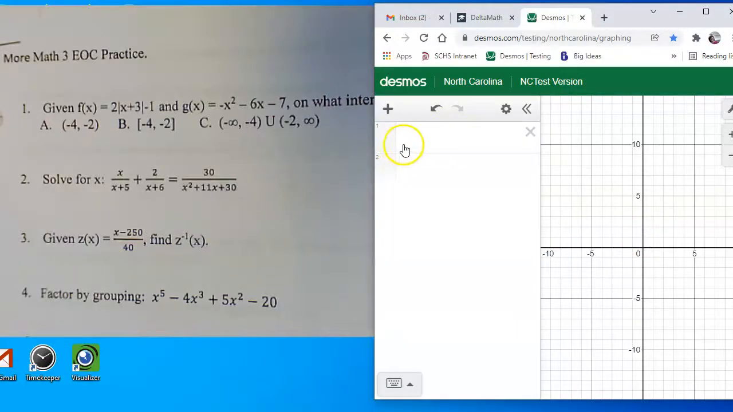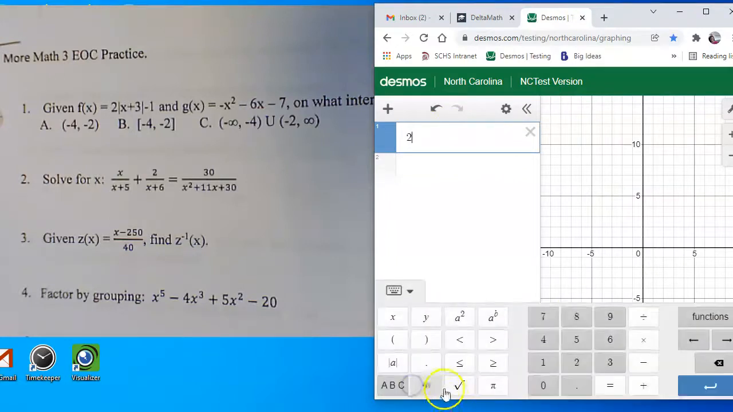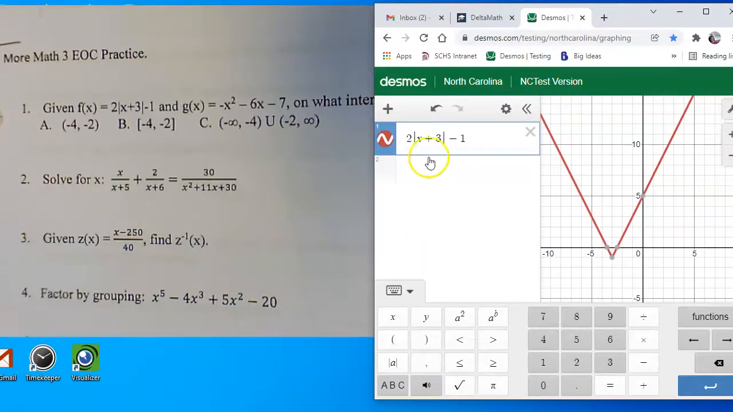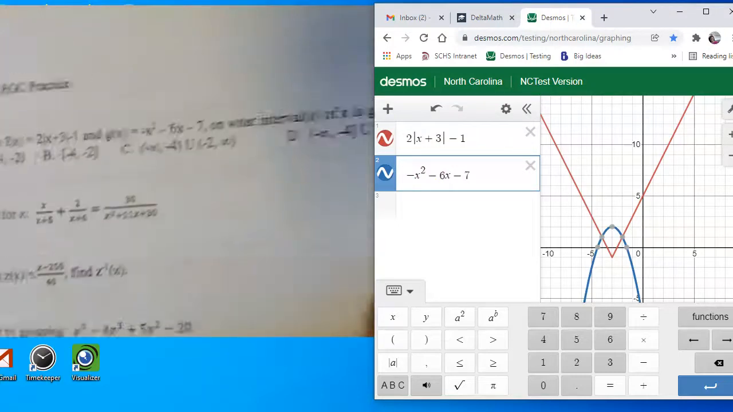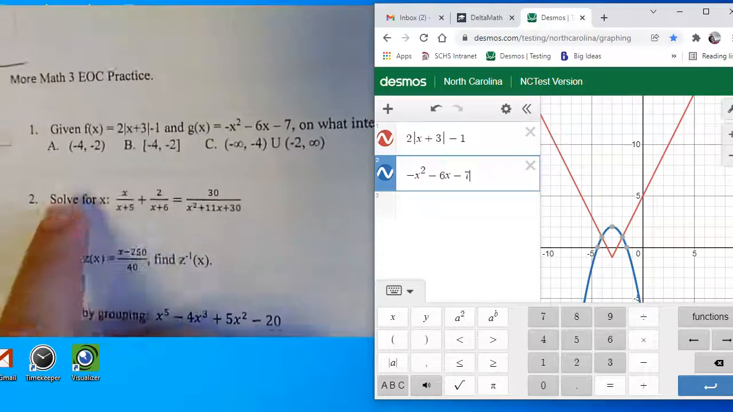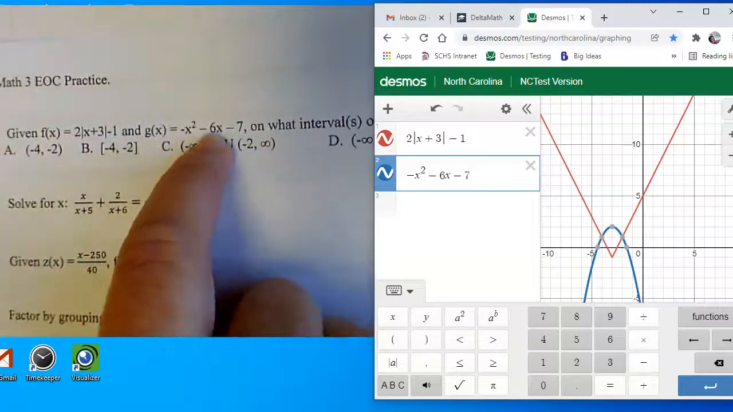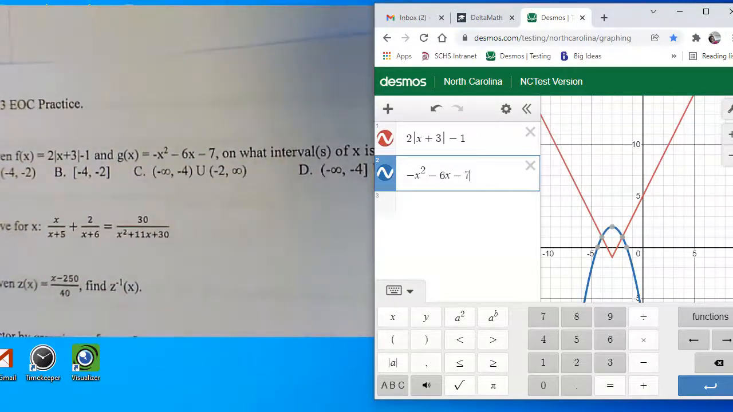Alrighty, so it wants us to find out where one function is bigger than the other, so we're going to graph it first. Alrighty, so there's the two functions, and it wants to know where g of x is greater. And so g of x is the blue one. And so I'm thinking about where the blue one is above the red one. And that would be right here. You see how it's above it?